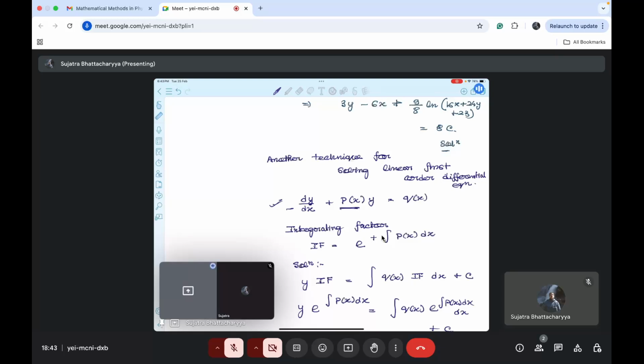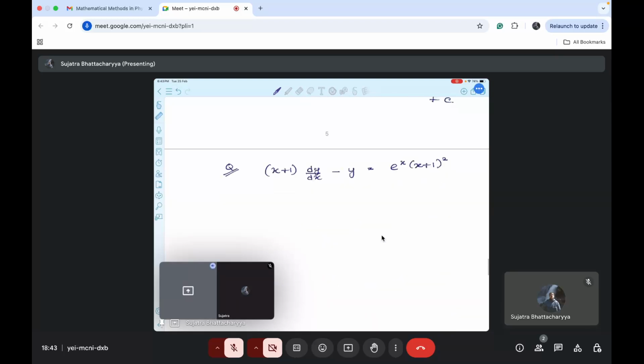There will be some function of x only multiplied with the y, and on the right hand side you can have another function of x. It can be a constant also, doesn't matter. But here we can see that there is already a function multiplied with dy/dx. We don't need that, right? So we divide by x + 1 to make it into that kind of a differential equation.